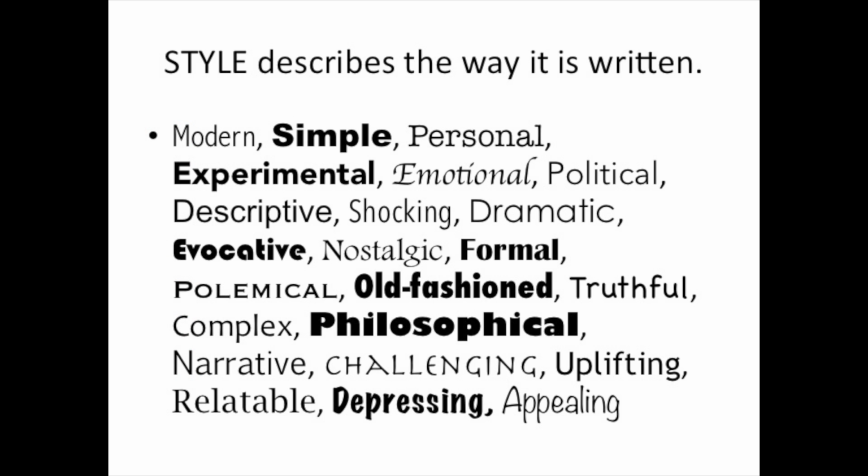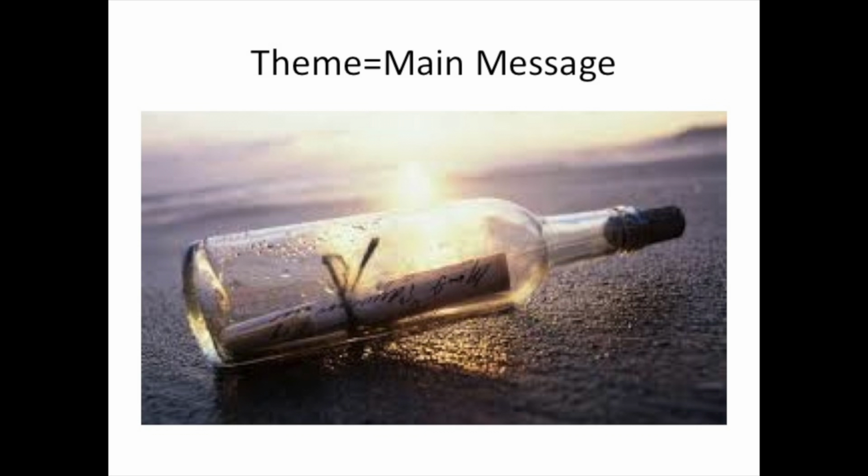The first one is style, which describes the way the poem is written. And of course, there are many different ways you can write a poem. It can be modern, simple, personal, experimental, emotional, and so on. The next thing you look at is the theme or the main message of the poem. And usually the theme is better expressed as a sentence rather than just one word.